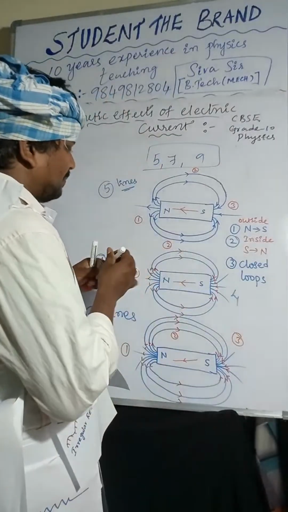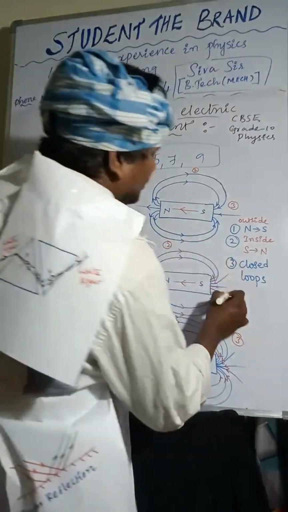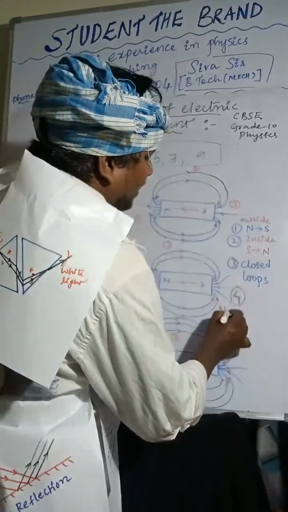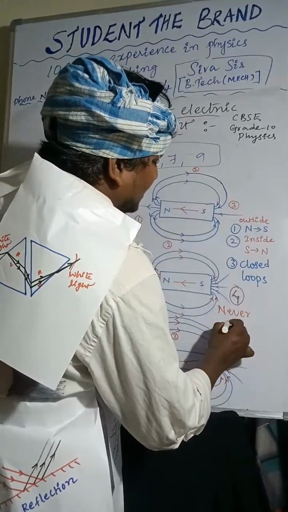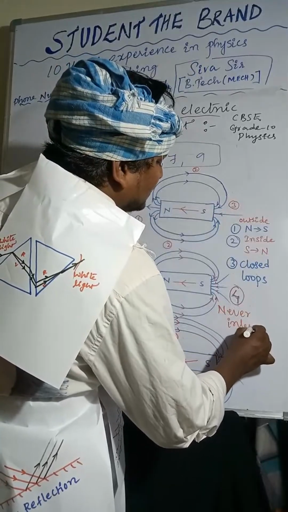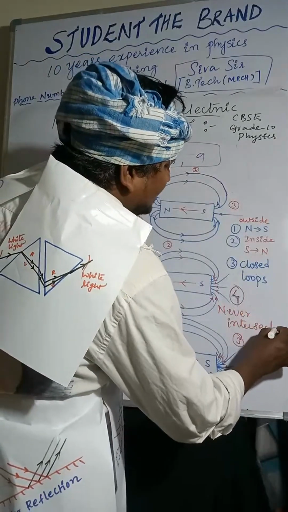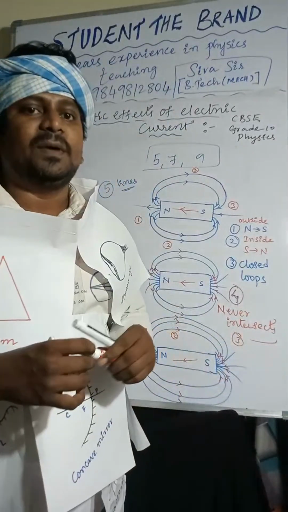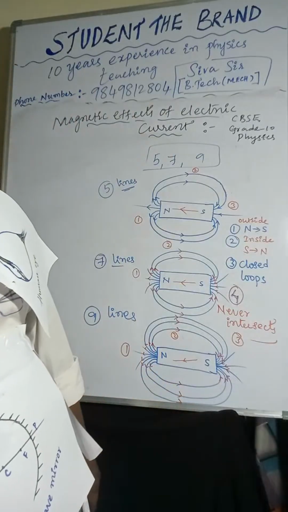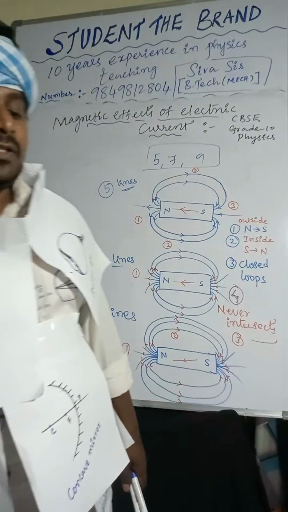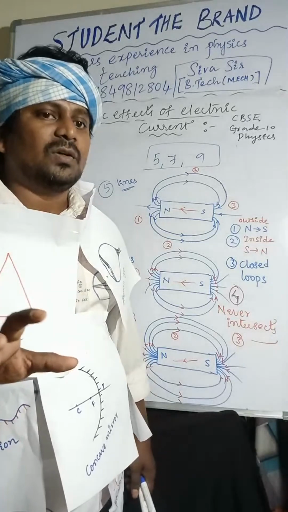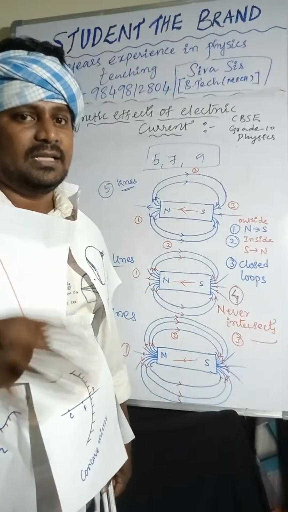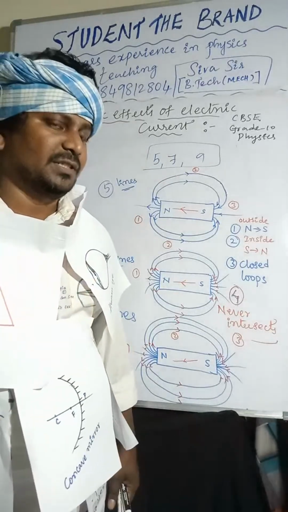So the fourth property is that magnetic field lines never intersect. As I said, if you are suspending a compass freely, the compass always shows the north and south direction.